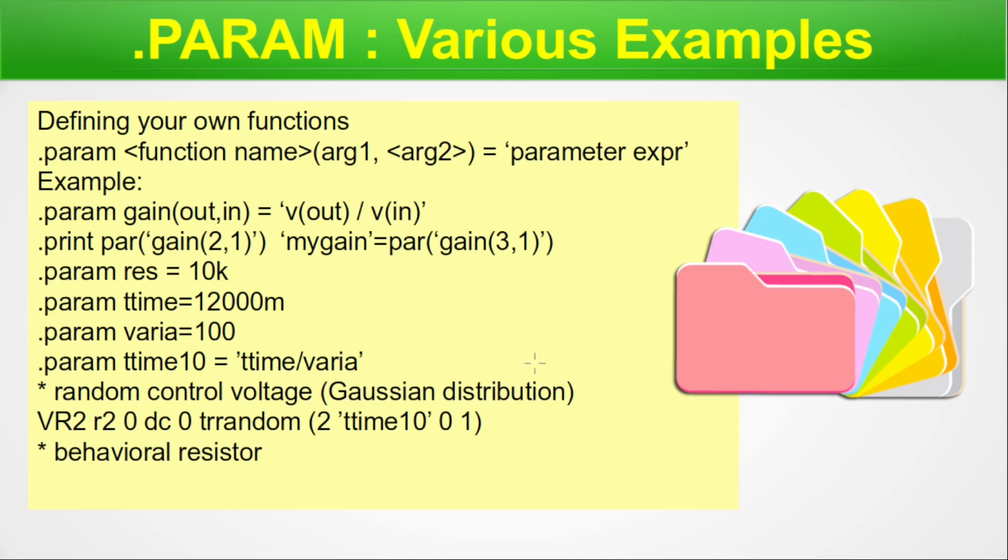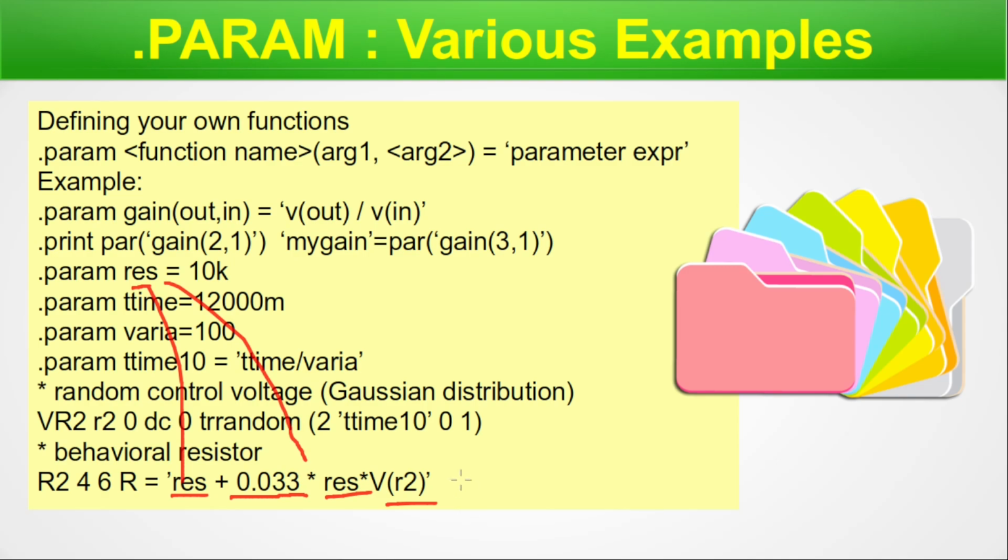Behavioral resistor. This resistor is not a flat resistor. It has some functionality, and that functionality is defined by the parameter. Now you can see the resistance between two nodes, and R is defined by this expression, res. You can see res is coming from here, and we have some expression, 0.033. In this expression the res is coming from here, plus we have some fixed numerical values multiplied by res, which is again coming from here, and then VR. VR2 is coming from a particular node. This way we can have a behavioral resistor, which is not a simple one but an equation-based resistor.